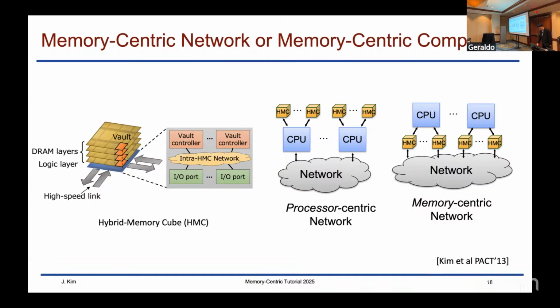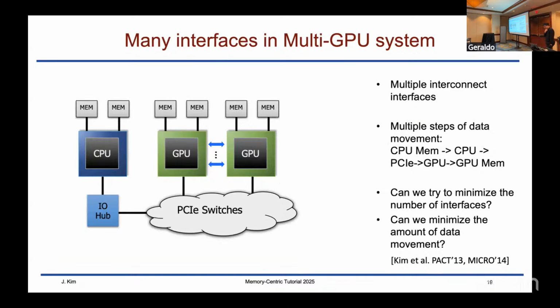Given this notion of a memory-centric network or memory-centric computing, what can you do with that? One interesting case study we proposed back then is in heterogeneous systems. Here's an example of a traditional multi-GPU system: you have your CPU, CPU memory, GPU memory, and then some sort of PCI interconnect that connects the CPU and GPU together.